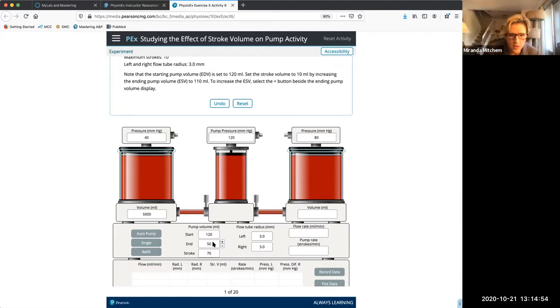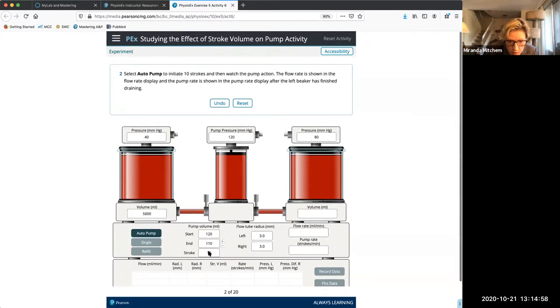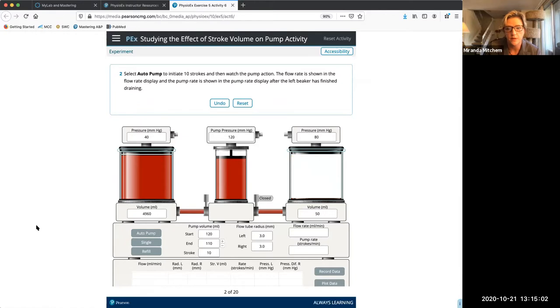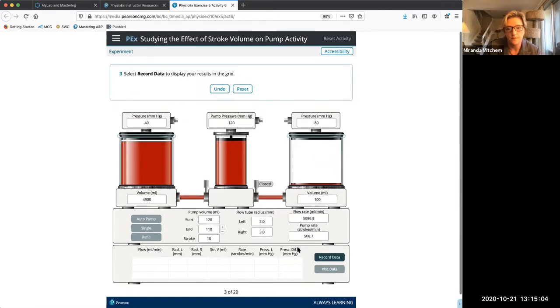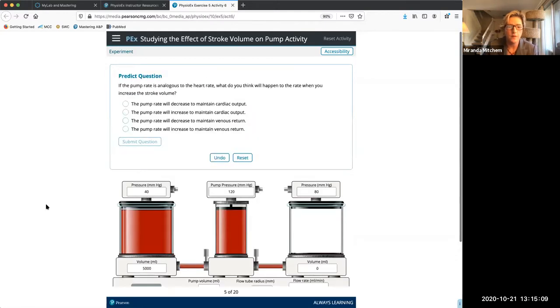Set the stroke volume to 10. We want the stroke volume to be 10 again. Okay, so here we go. Now the stroke volume's 10. We're going to hit auto pump, see what happens. Record the data. Refill. If the pump rate is analogous to the heart rate, what do you think will happen when you increase the stroke volume?